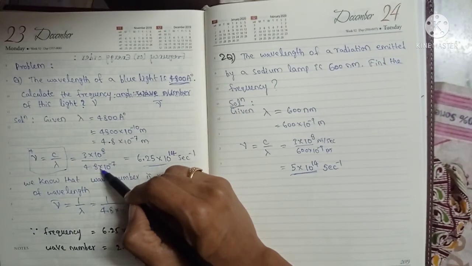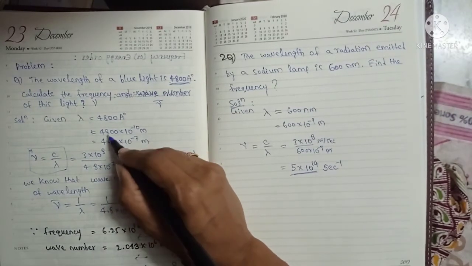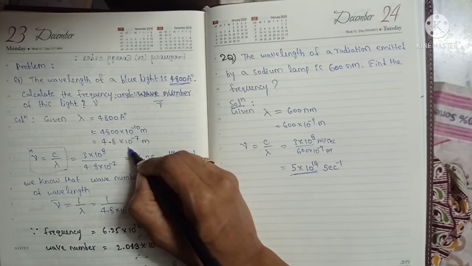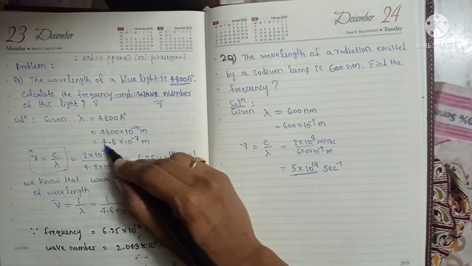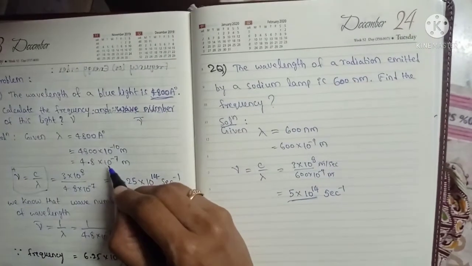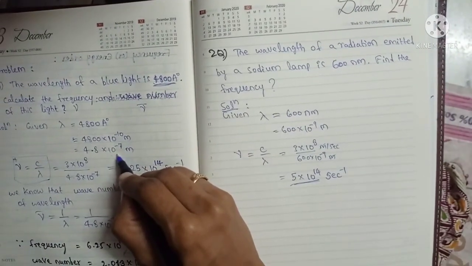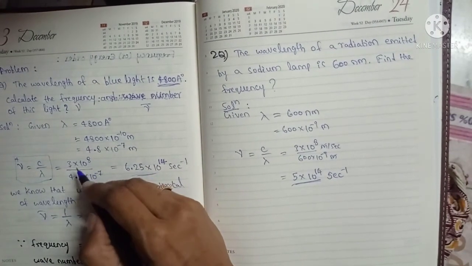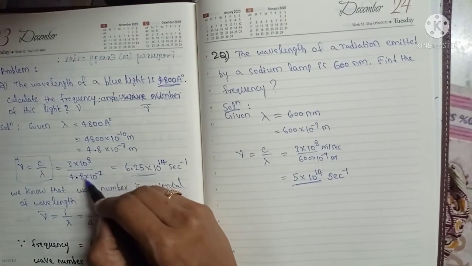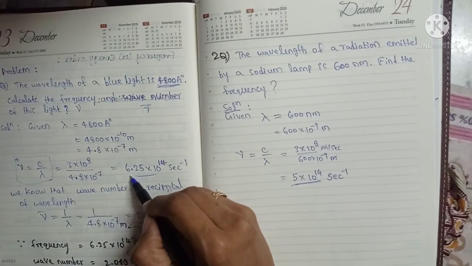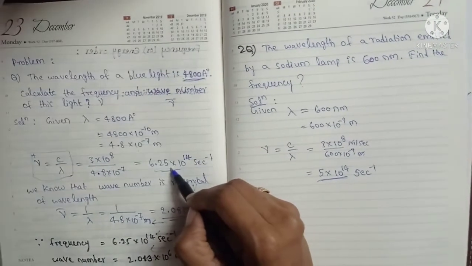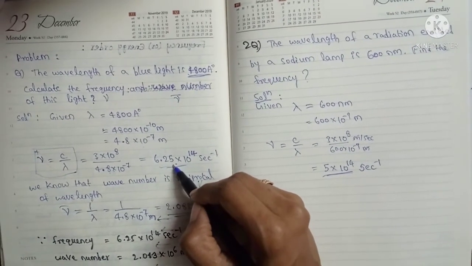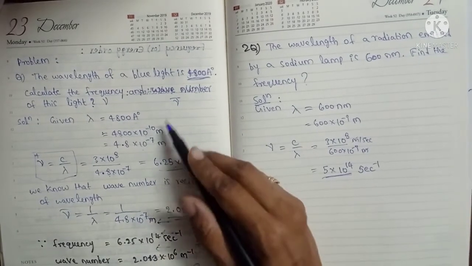So we should convert this angstrom into meter. 4800 into 1 angstrom equal to 10 power minus 10 meters. And if you solve this value, it will become 4.8 into 10 power minus 7 meters. So if you substitute these values, 4.8 into 10 power minus 7 and 3 into 10 power 8, and solve this problem, you will get frequency 6.25 into 10 power 14 second inverse.